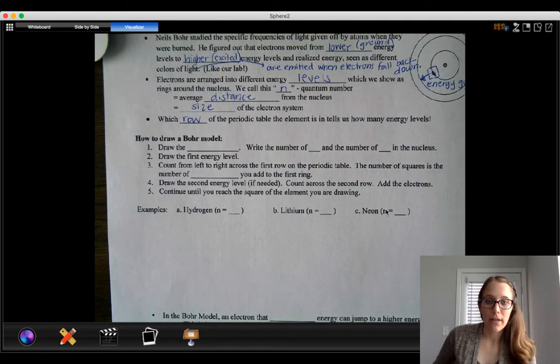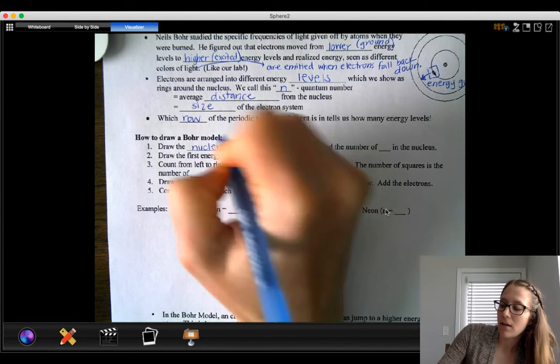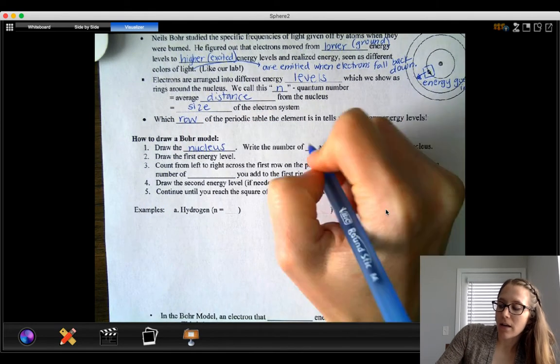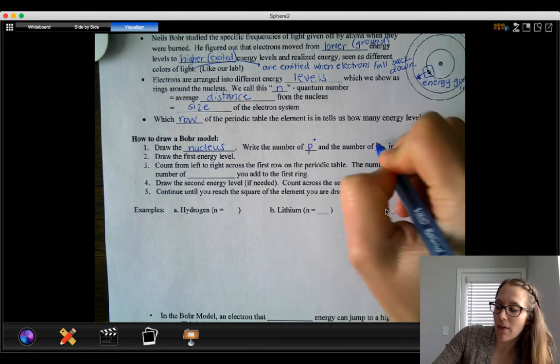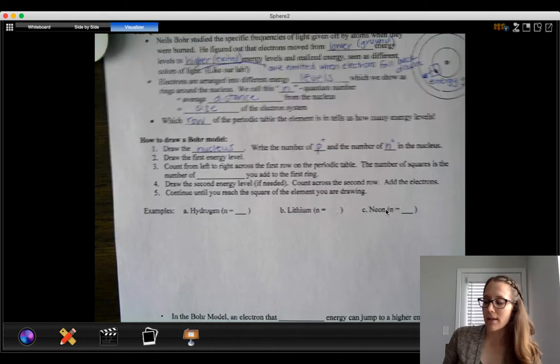do is just draw the nucleus. That's always the center of the atom, so we start with that. And then off to the side, we would write the number of protons and the number of neutrons that are located in the nucleus. We learned how to do that last unit.